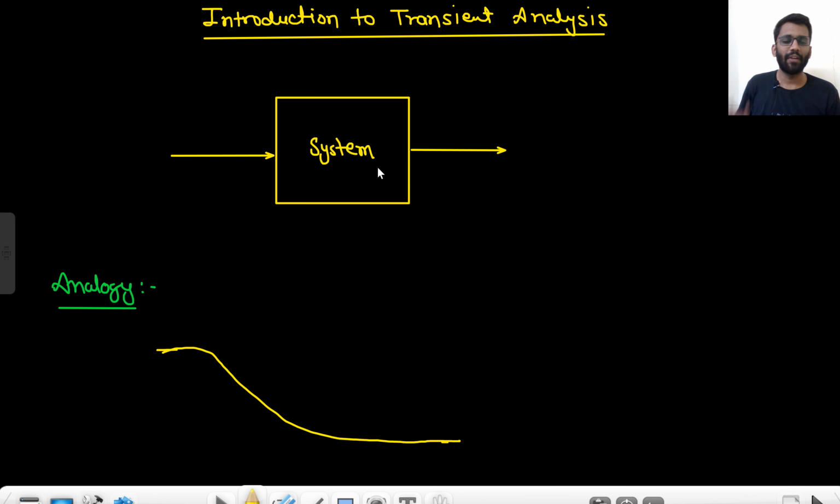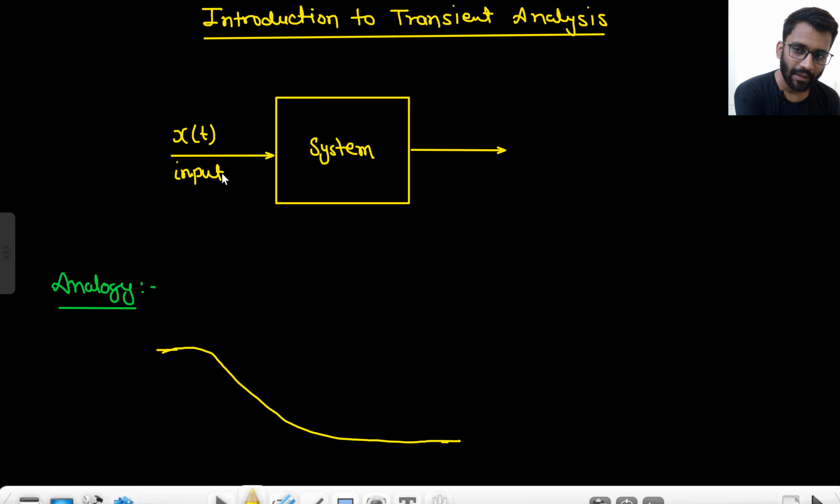So let's just assume you have a system. What is a system? Just consider it as a network. You are applying some voltage input, you will get some output. So just consider this system as a network. You are applying some voltage input. I am calling that input x(t) for now. So this is my input.